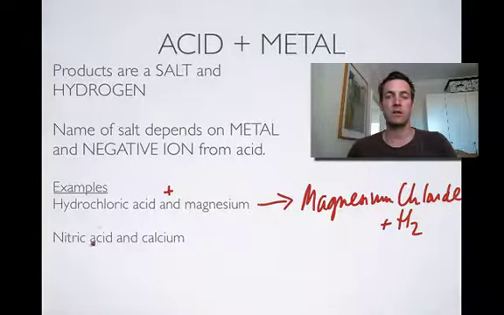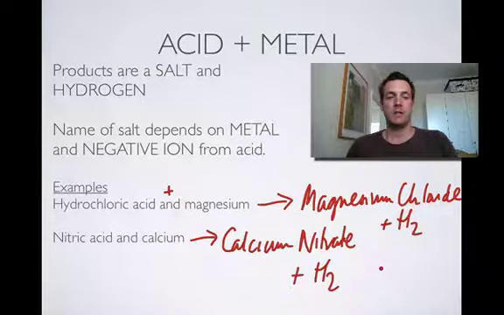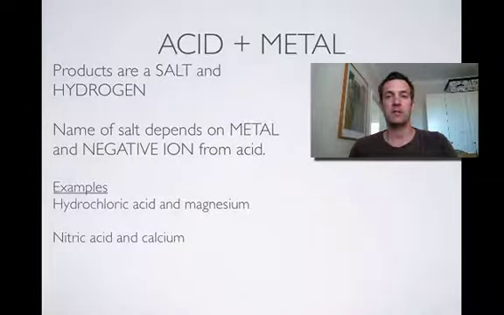Here's nitric acid. That's got a nitrate ion, so when reacted with calcium, you're going to make calcium nitrate. And because this is an acid reacting with a metal, you're also going to form hydrogen, which I'm abbreviating here in my word equations to its symbol. But if you're ever writing a word equation, you ought to write that out as a word. Okay. So that's acids and metals.